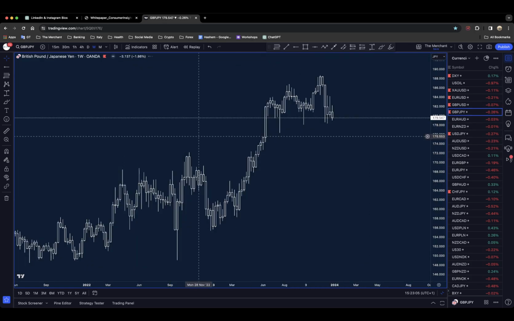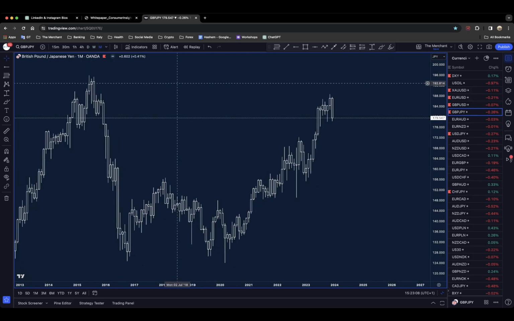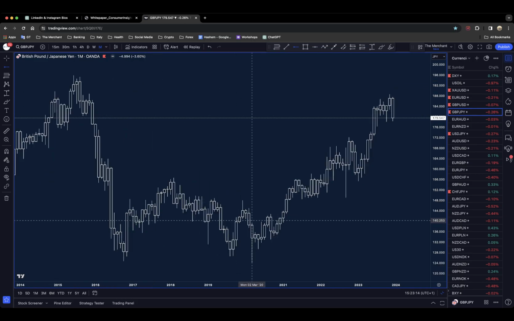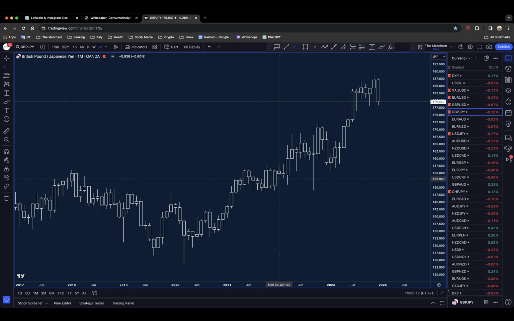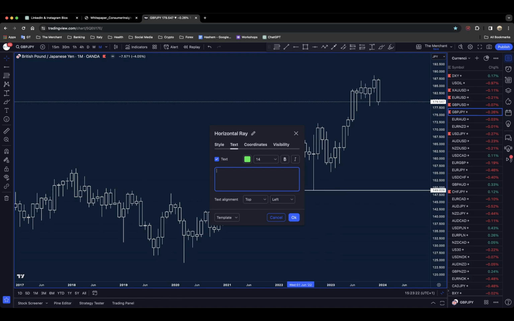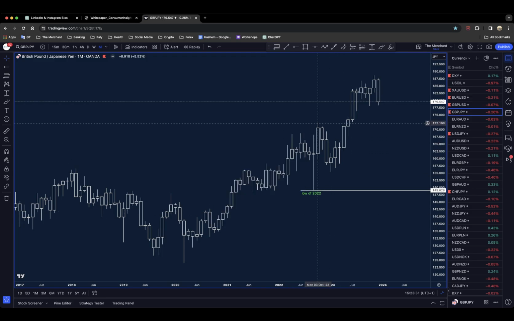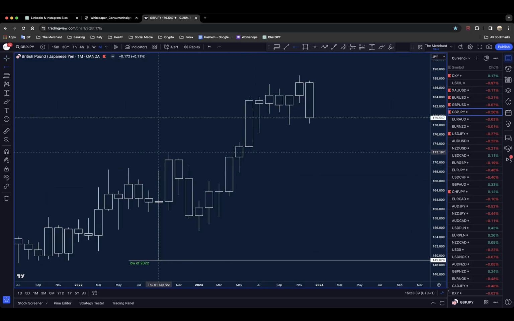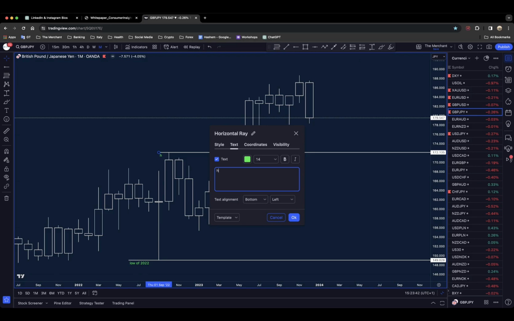Now let's go to GBP JPY. It's one of my favorite pairs, to be honest. Let's find 2022. January started here, so definitely this is the low of 2022. Let's find the high. And this is the high of 2022. So here we have the high of 2022.